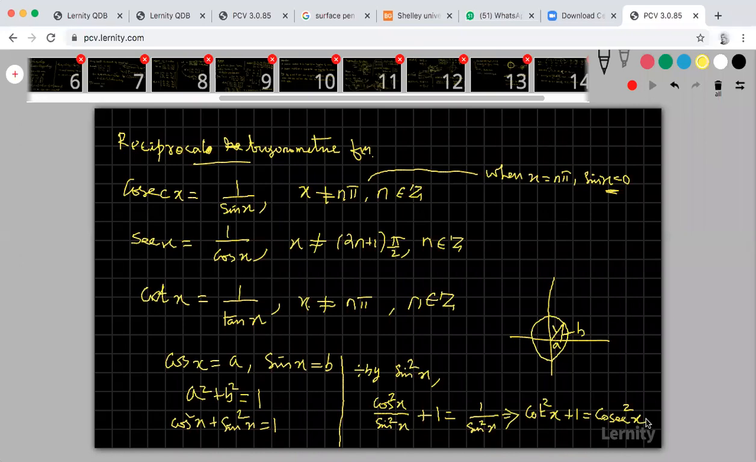So this is another result. This is one result: sin square plus cos square is equal to 1, an identity. Similarly, another identity is 1 plus cot square is equal to cosecant square. That is another identity.